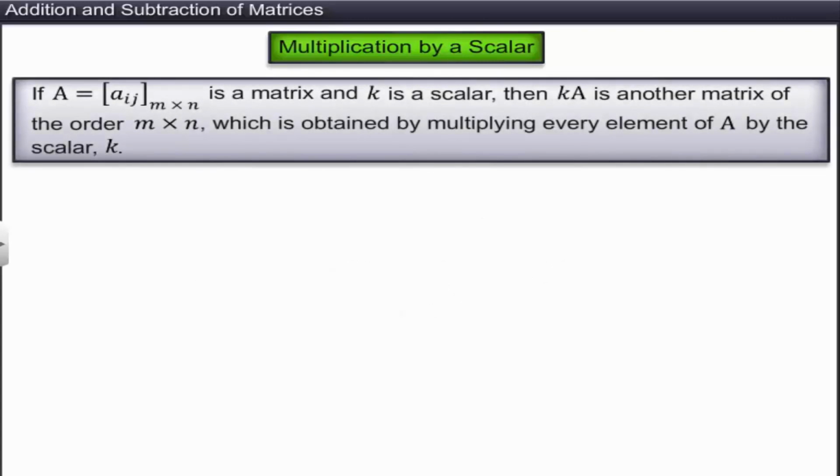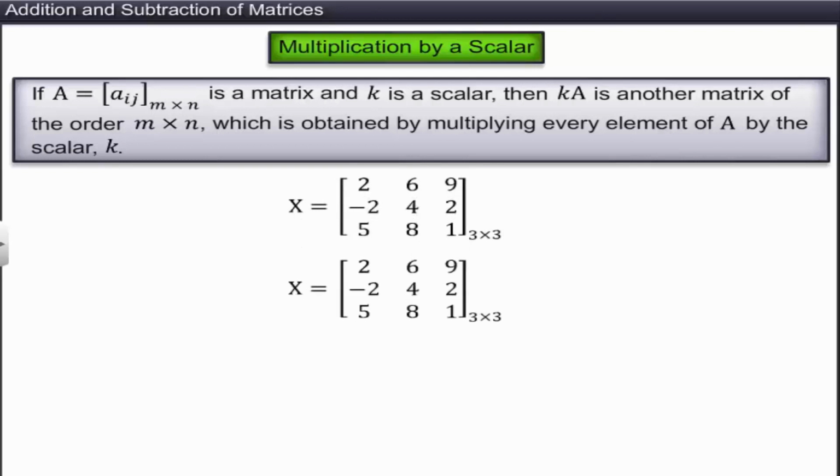If A is a matrix of the order m by n and k is a scalar, then kA is another matrix of the same order, which is obtained by multiplying every element of A by the scalar k. Let's see an example. X is a matrix. We will multiply the matrix with a scalar 4.